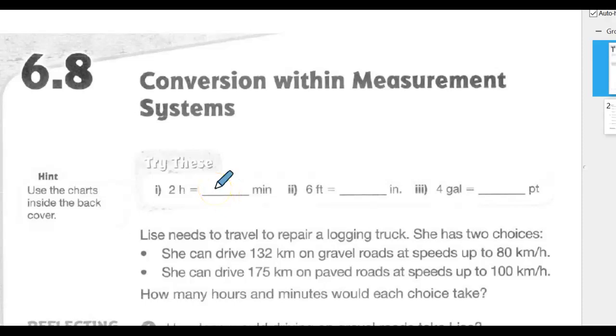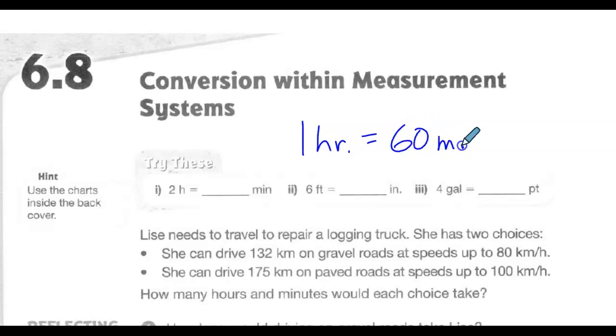So 2 hours, remember that 1 hour equals 60 minutes, not 100 minutes. That's the biggest mistake students make. So 2 hours would be 2 times 60, which is 120. Then within imperial, we can look at the back if you forget, but remember 1 foot is like the length of a ruler. An imperial ruler is 12 inches. So 6 feet would be 6 times 12, which is 72 inches.